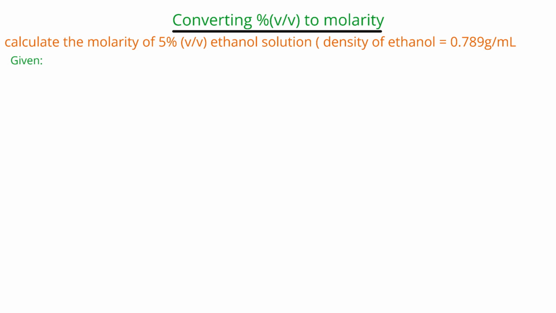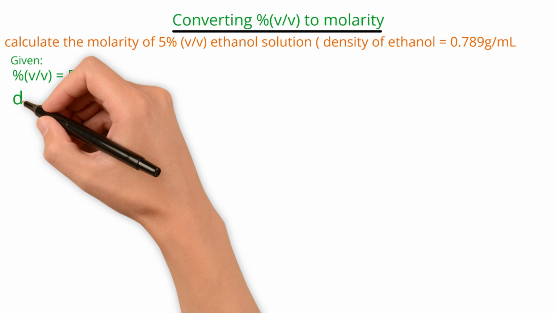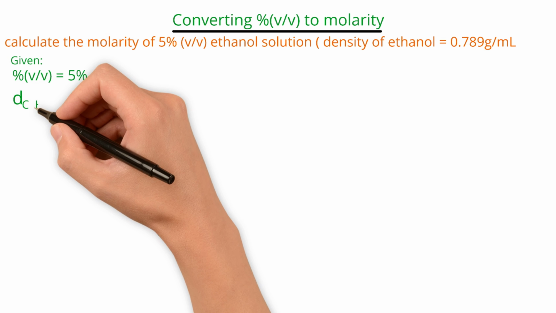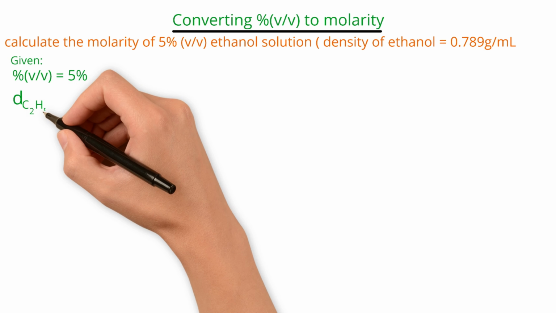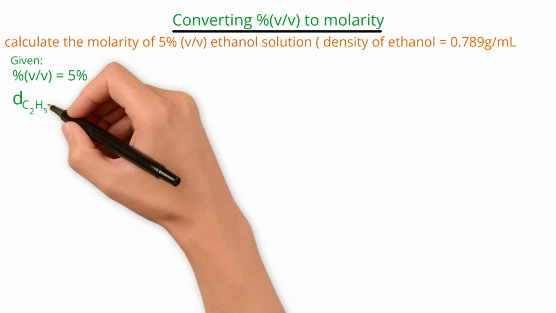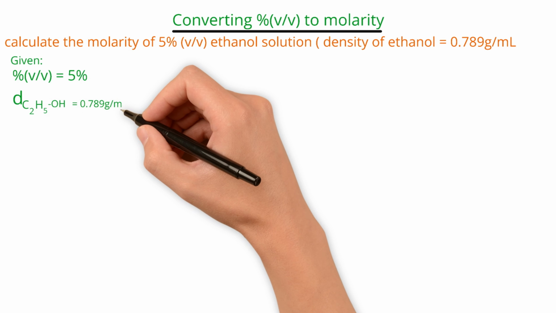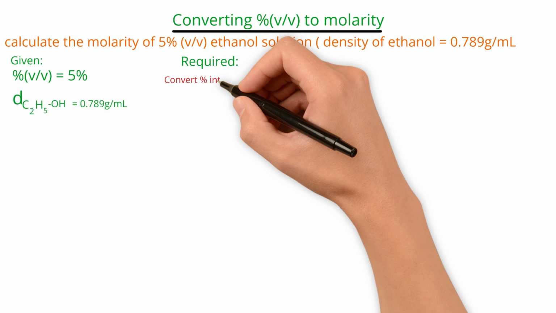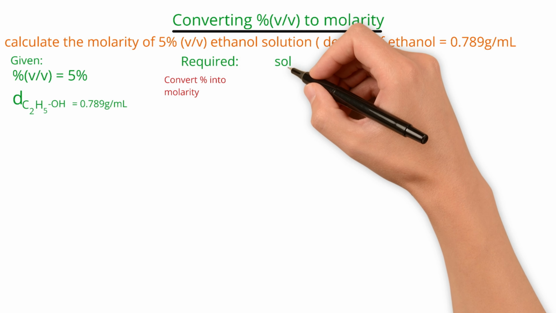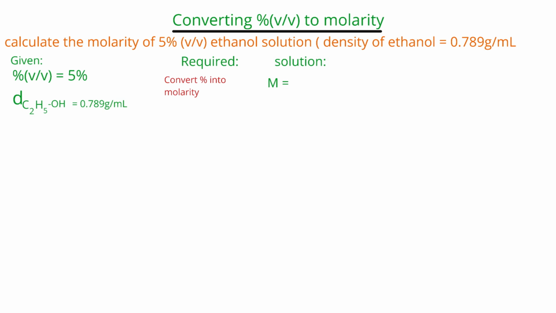Now let us consider the given quantity. Percent by volume is equal to 5%. Density of ethanol is given, which is equal to 0.789 gram per milliliter. The required quantity is to convert percent by volume into molarity.